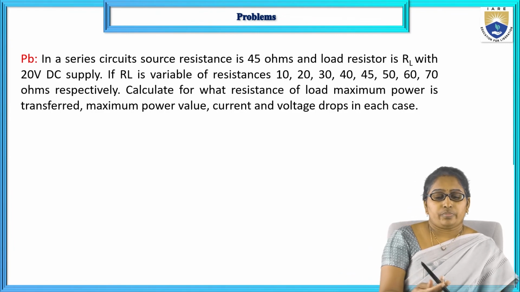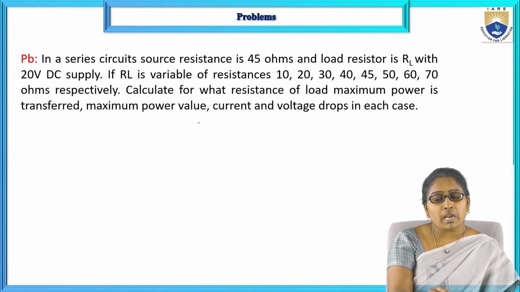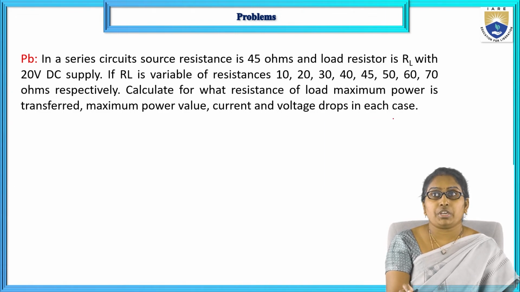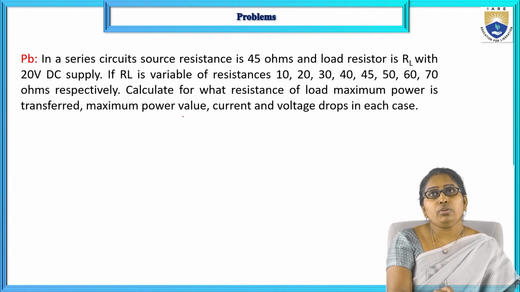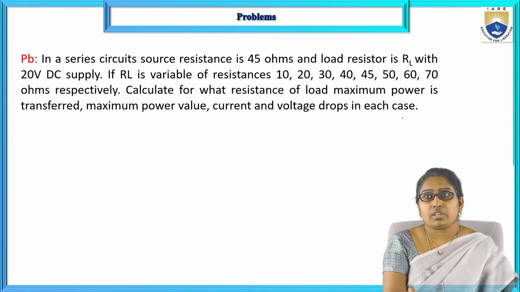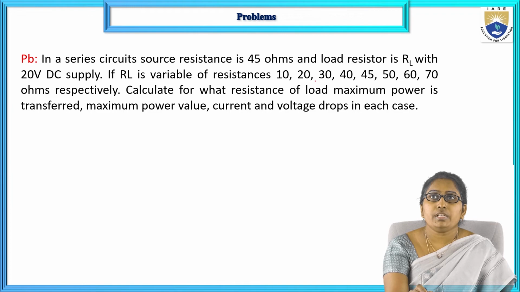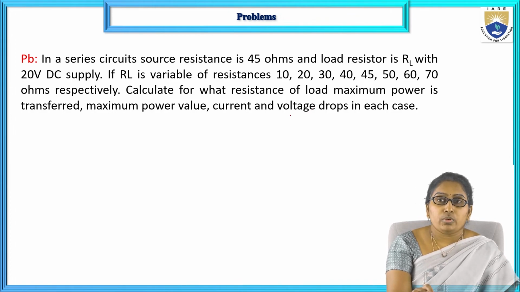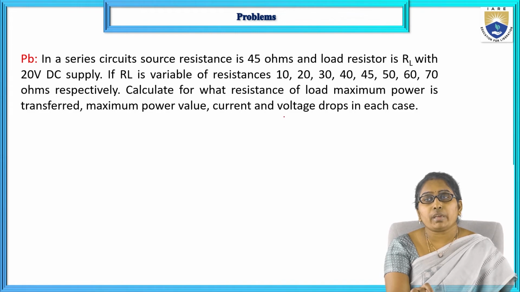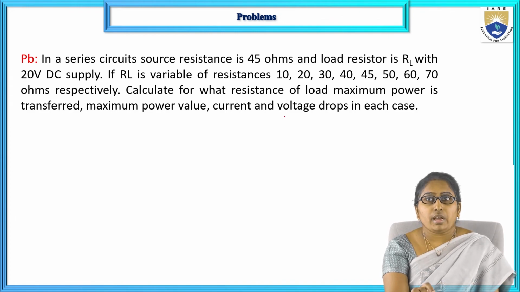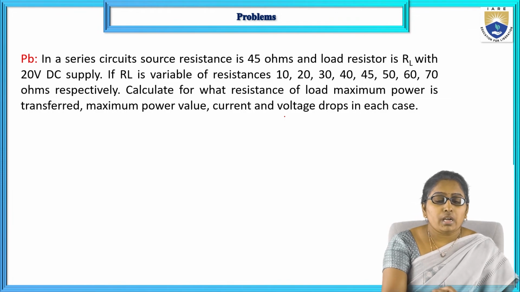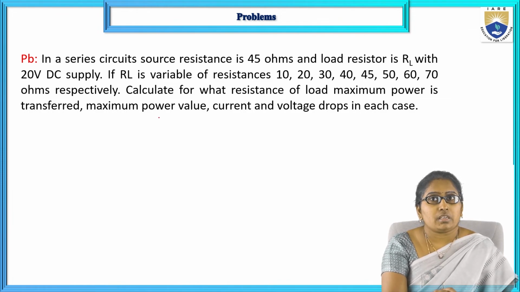So next they asked for the maximum power value, and the current and voltage drops in each case. That means for each value of RL, for each value of load resistance, we need to calculate the current in the circuit and also the voltage drop across the load, as well as the source resistance, and also the maximum power.